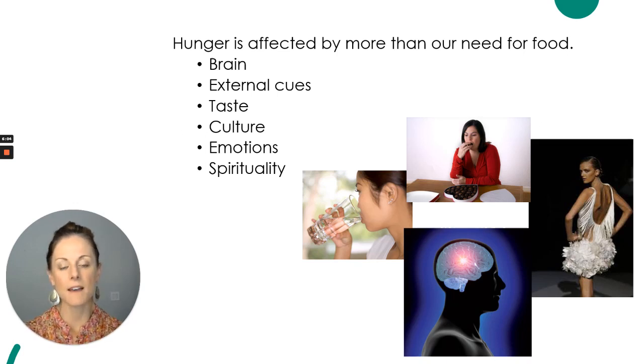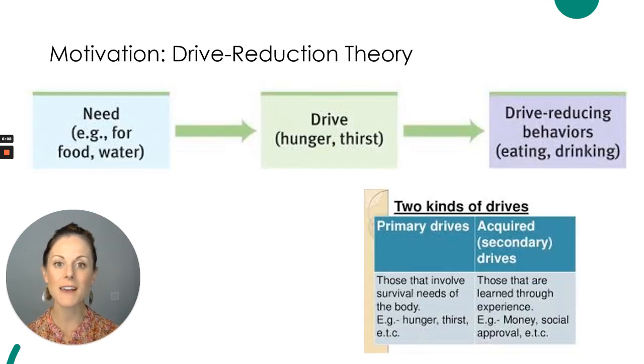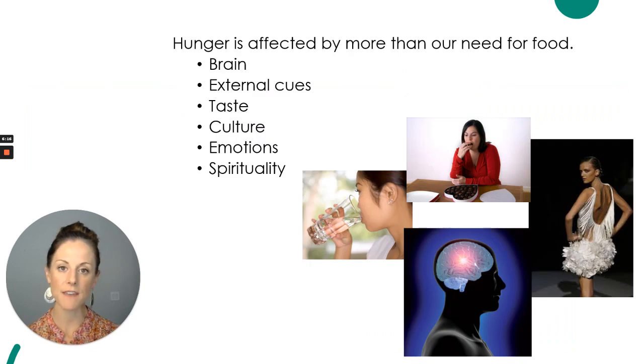So my purpose in showing you this complexity is that you can think about this very simplistic drive reduction model in terms of motivation, and think about your own behavior and how you might be engaged in a behavior in order to satisfy a need, but you're engaging in the wrong behavior. So that behavior is never going to get you back to that need.